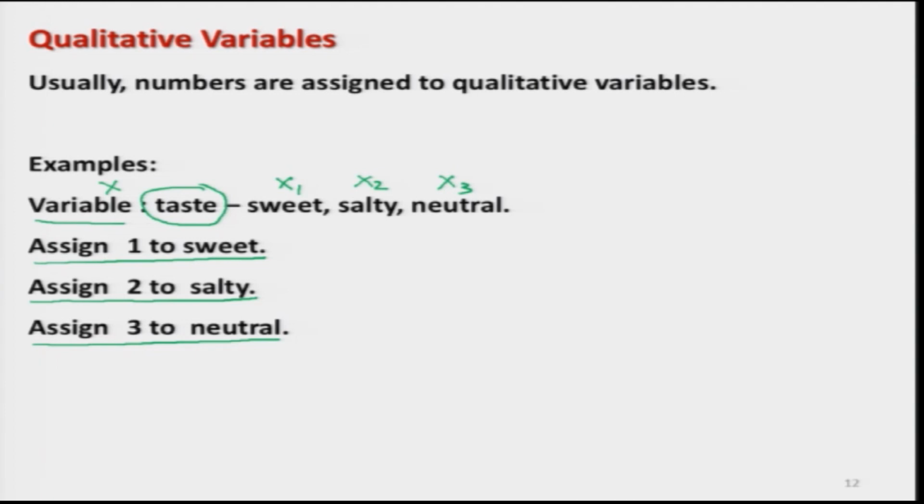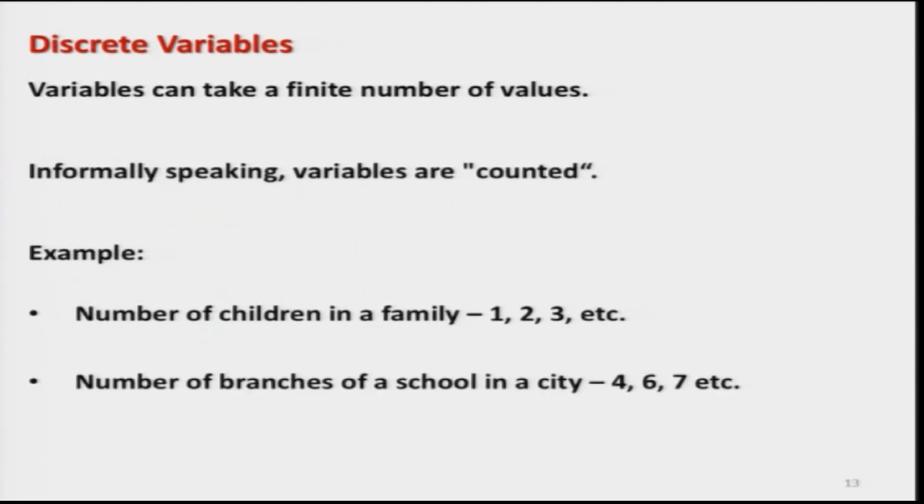But remember one thing, once I am trying to assign these numbers 1, 2 and 3, they are only indicating the category. Means if I am assigning 2 to salty and 1 to sweet, this does not mean that salty is 2 times of sweet. This will be a wrong interpretation. So, here I am simply trying to assign a number to indicate the category. Now, after this I will try to address the discrete variables.